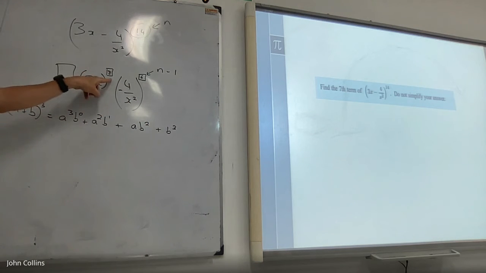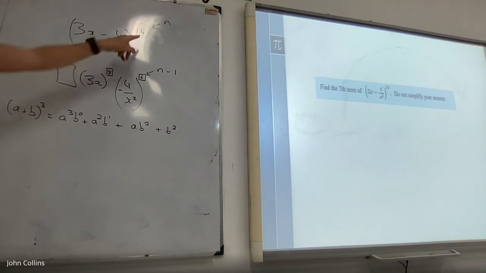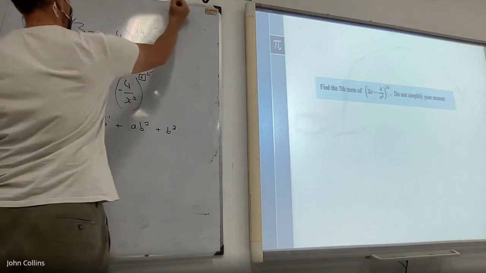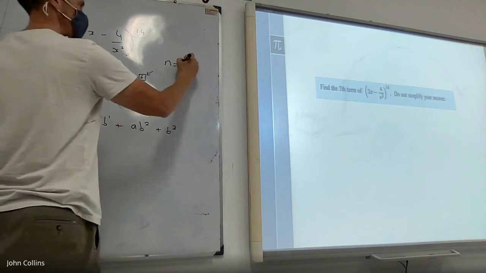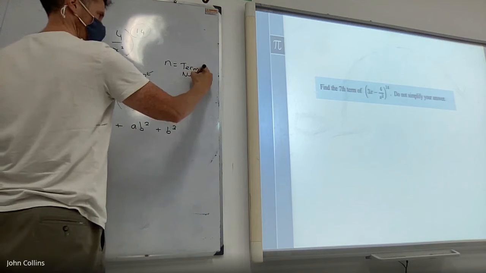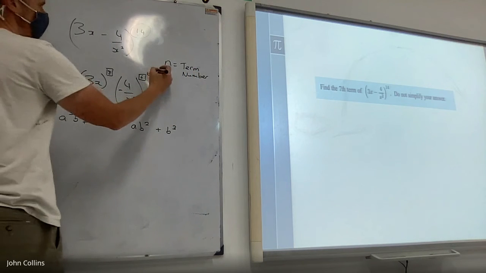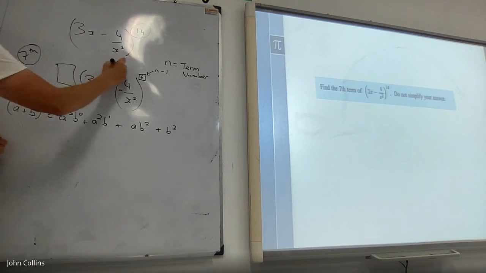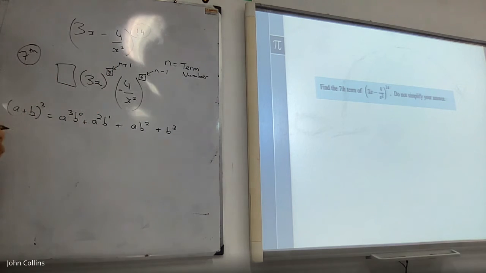And what's this one? N plus 1? N minus 1? But this is n. That didn't make sense. Whatever the term number is. So this is not n anymore. We have to redefine n. So if n is the term number, not the exponent, well that's a better definition. N minus 1 then works because this is the 7th term, remember? And this then you're saying is n plus 1. Okay, maybe.